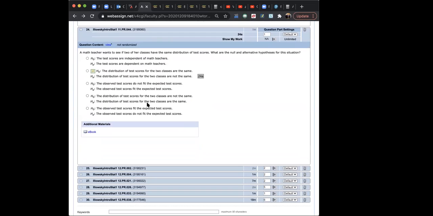Right. Next problem, a math teacher wants to see if 2 of her classes have the same distribution of test scores. What are the null and alternative hypotheses for this situation?